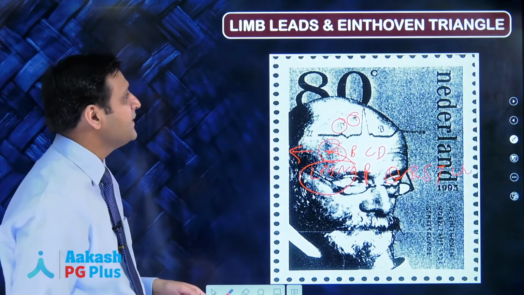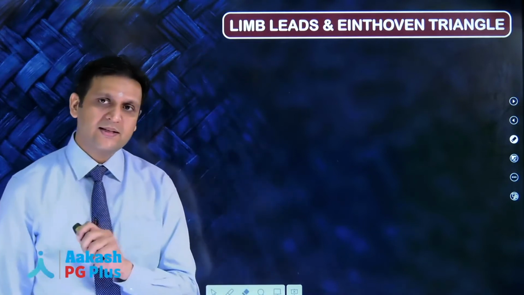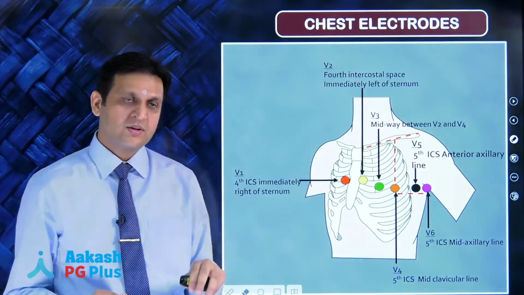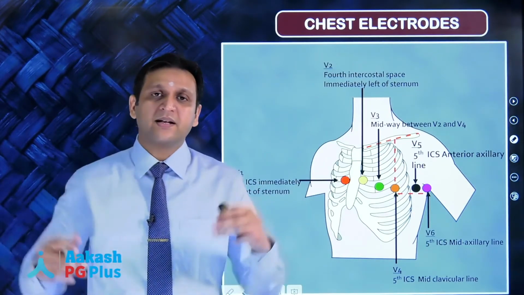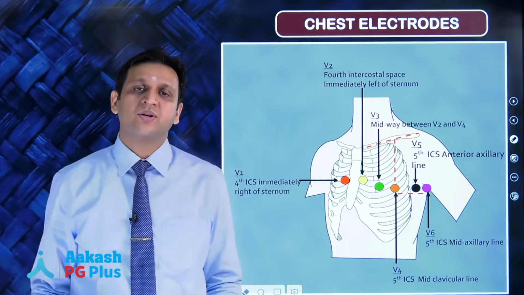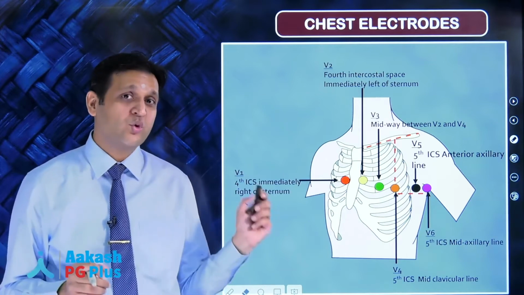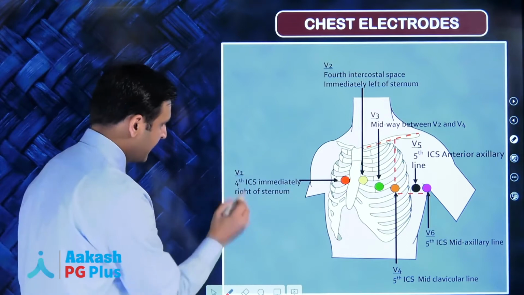Now, as I told you, we have 6 leads that look at the heart in the horizontal direction, which are the chest leads, and 6 leads that look at the heart in the vertical direction, which are the limb leads. Now let us look at the position of the chest leads, which was the question that was asked. Fine. Now we start with V1.